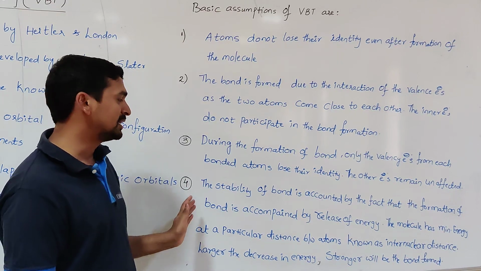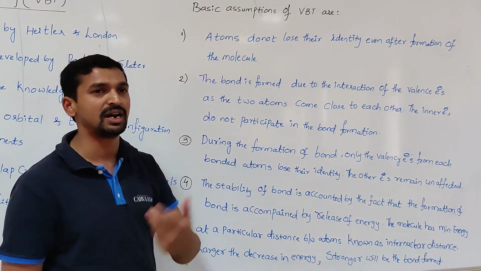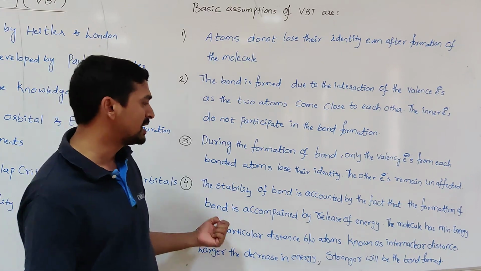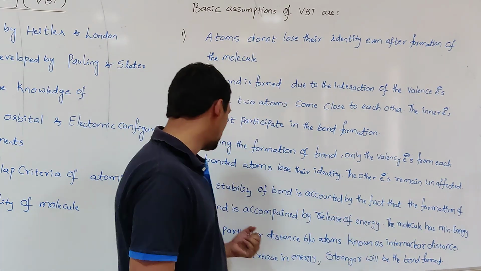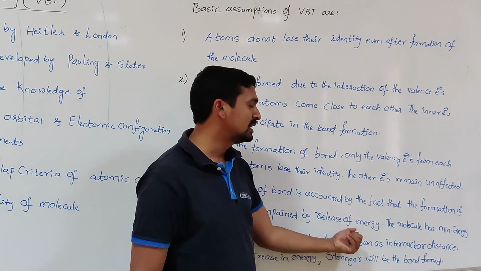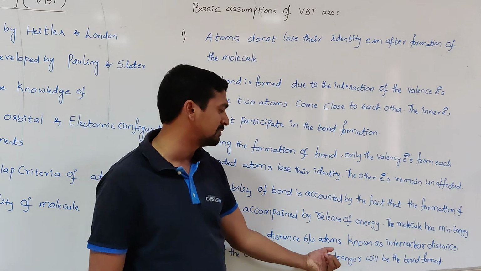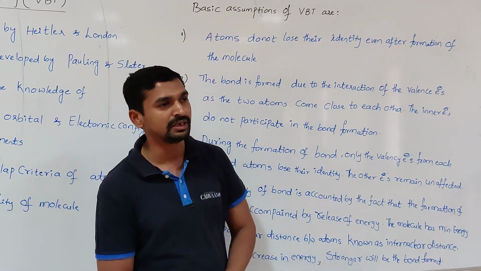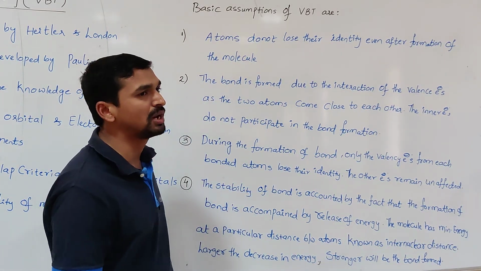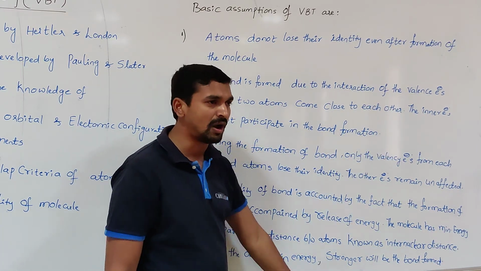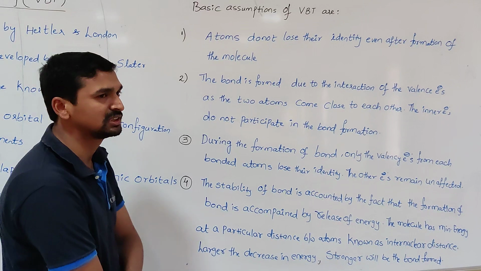The fourth one: the stability of a bond, whether the bond formed between the atoms is most stable or less stable, is accounted for by the fact that the formation of a bond is accompanied by the release of energy. The molecule has a minimum energy at a particular distance between the bonded atoms, known as the internuclear distance. Wherever more energy is released, the stronger the bond that is formed. So these are the assumptions of valence bond theory.